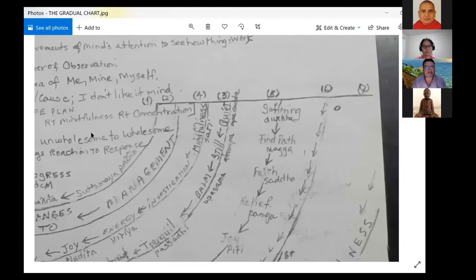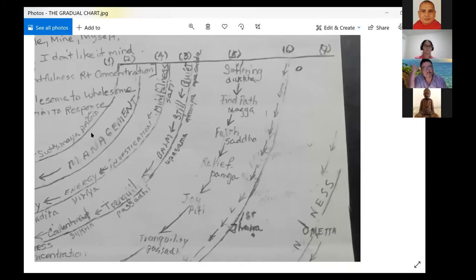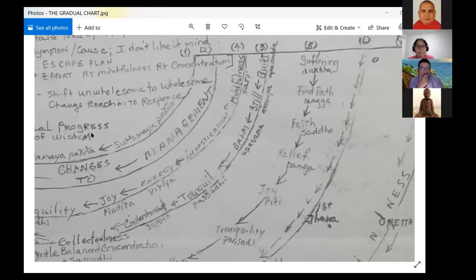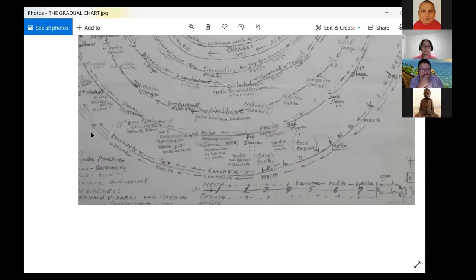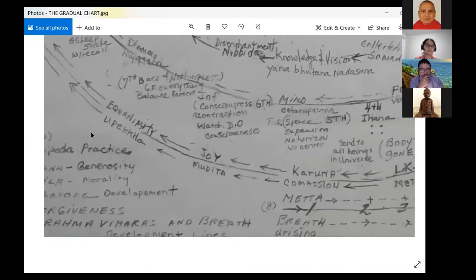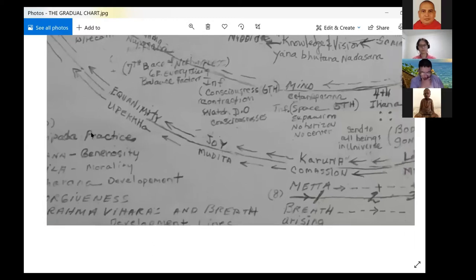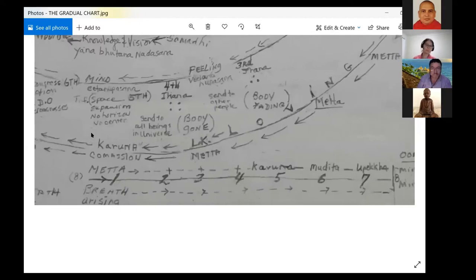And see, we got 9 and 10. We had great discussions before this was taken off the glass. And then at the bottom, this is interesting. At the bottom, on the left side, there is an action path: practice generosity, morality, development, forgiveness, and the Brahma Viharas and breath. There's an example of the Brahma Viharas and breath. You see at the bottom, you see it? Okay, where this line goes, number 8 is down here on the bottom.